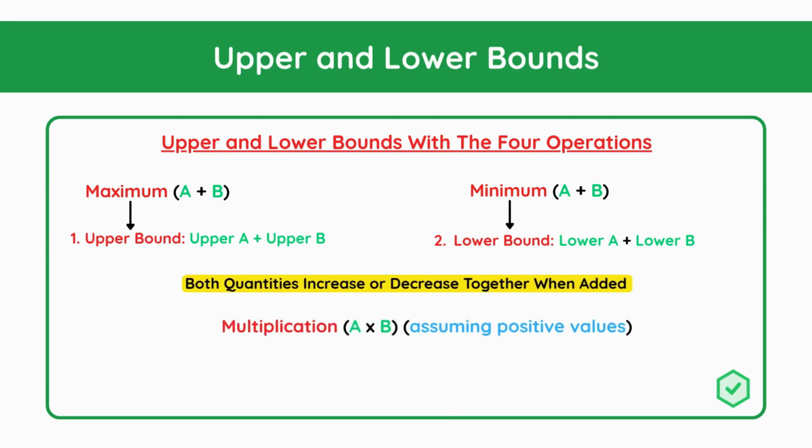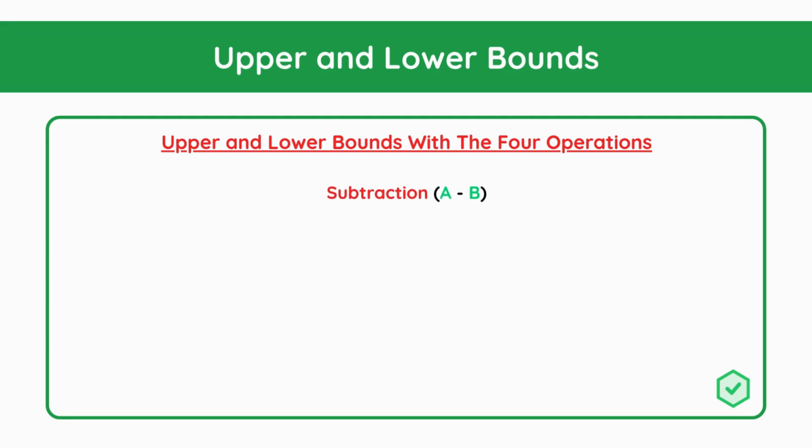For multiplication, assuming both numbers are positive. To find the upper bound of a times b, we multiply the upper bound of a by the upper bound of b. To find the lower bound of a times b, we multiply the lower bound of a by the lower bound of b. For subtraction, the rules are a bit different. To find the upper bound of a minus b, we take the upper bound of a and subtract the lower bound of b. To find the lower bound of a minus b, we take the lower bound of a and subtract the upper bound of b.